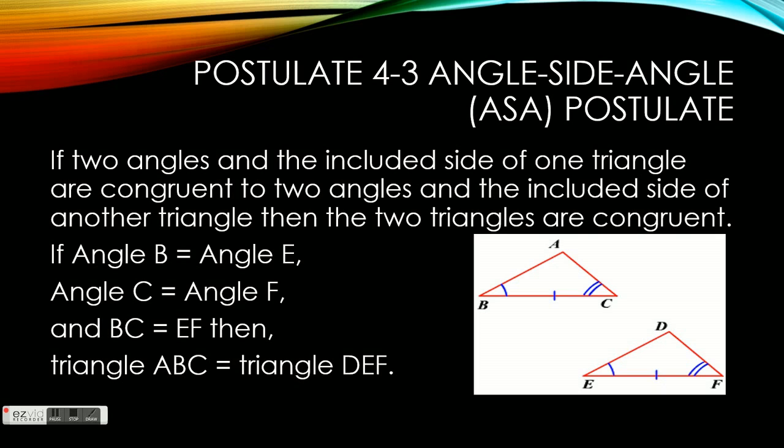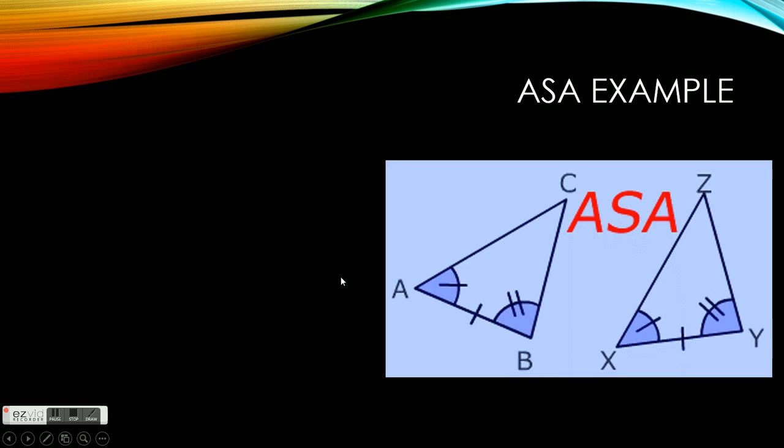angles are congruent. Now for the angle side angle postulate: if two angles and the included side of one triangle are congruent to two angles and the included side of another triangle, then the two triangles are congruent. So angle B equals angle E, angle C equals angle F, and side BC equals side EF. So our two triangles, ABC is equal to DEF.